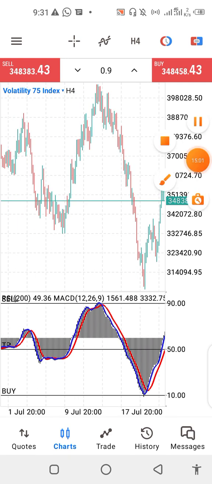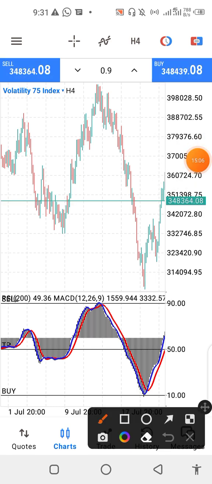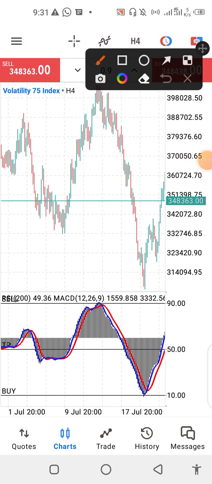Okay, look at something here. When red was on top and blue was at the bottom, it was selling, it was coming down, right? So we wait for it to reach here, touch the 10. You just don't buy, maybe it's a fakey. Wait for a crossover for the blue line to cross the red line, and then you enter the market.